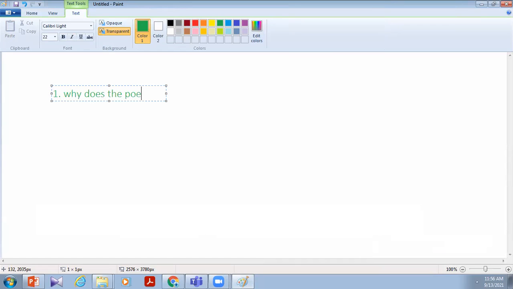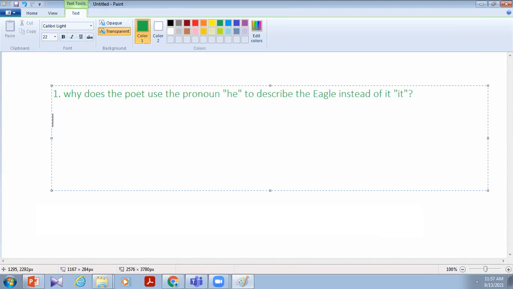does the poet use the pronoun 'he' to describe the eagle instead of 'it'? These are possible questions at your exam. These are like model questions which could come for your exam.